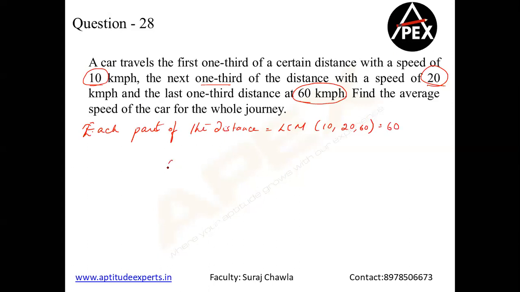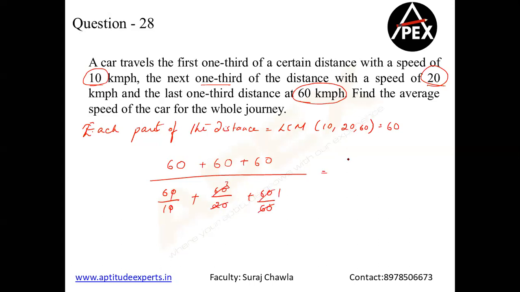So I repeat, since the distances are equal, in the first part the distance is 60. In the second part, the distance is 60, and in the third part, the distance is 60. Now here you will not have trouble with the values. The numbers are going to be very lovely here. So this is going to be 6, this is going to be 3, and this is going to be 1. So 6 plus 3 plus 1 is 10. So you have 180 by 10, which means your answer is going to be 18 kilometers per hour. So I repeat, this can be the shortcut if you are going with 3 equal distances.